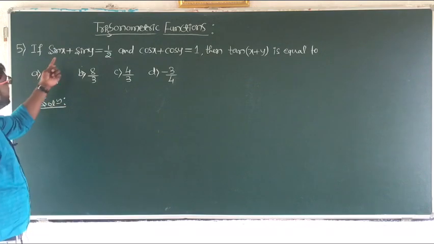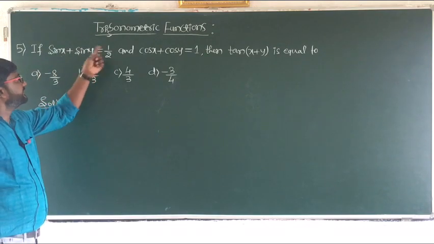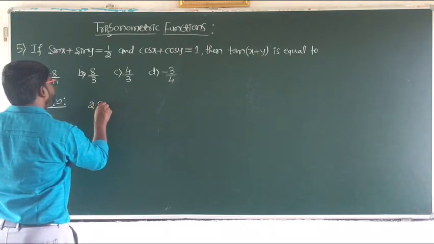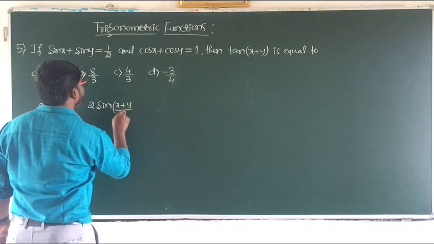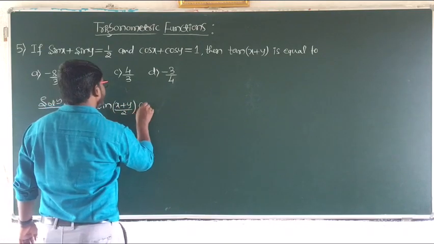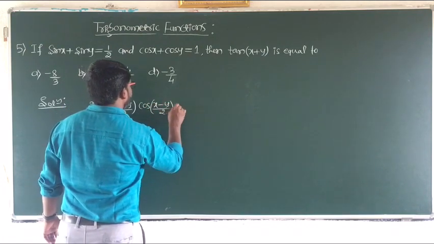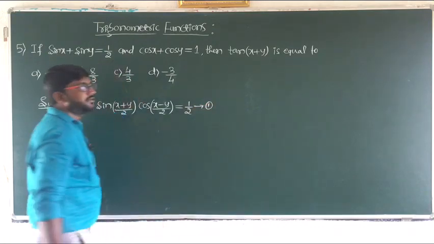So for this I can apply sin C plus sin D formula, and I write the RHS as it is. So sin C plus sin D will be 2 sin C plus D by 2, that is x plus y divided by 2 into cos x minus y divided by 2, which is equals to 1 by 2. Call this as equation number 1.